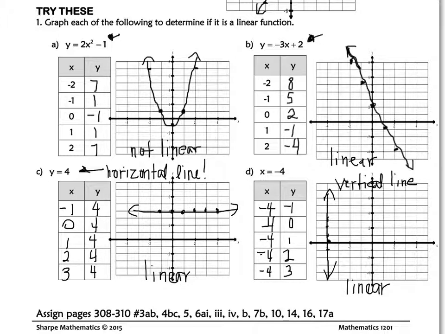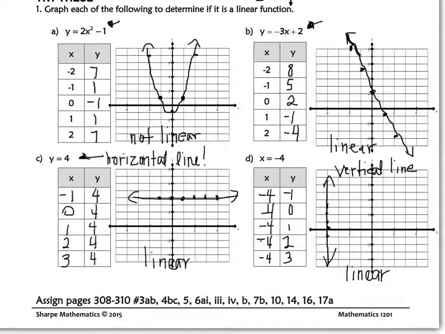Has that straight line. So if we look at those last two there, you can probably realize that any equation that has the form y equals a constant would be a horizontal line, and any equation that has the form x equals a constant would be a vertical line. So there are some questions down there now at the bottom on pages 308 to 310 that you can try to practice some of the concepts we've learned in this section.